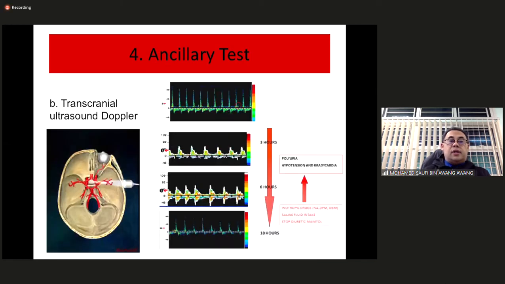Other things that you can utilize: ultrasound. Transcranial ultrasound Doppler, where you will look at all these parameters. You look at the wave, the height of the wave, to decide whether there's still flow or not. Once you see the flow inside the brain, you know the patient is not yet brain dead.